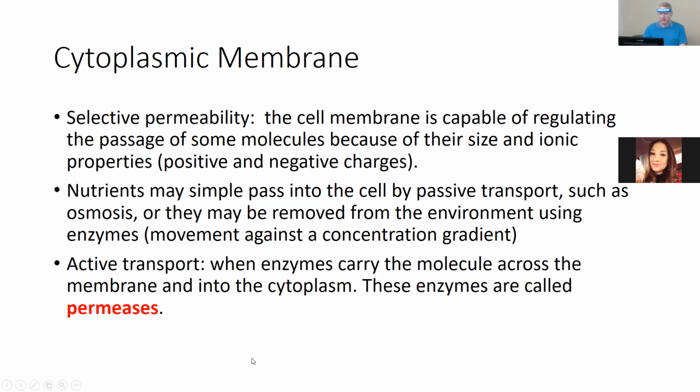So we just talked about how it's selectively permeable, so things based on their size and charge might not get in. Big things won't get in, but small things can. Positively charged things might not get in, okay, but a negative might get in. Nutrients pass in and out of the cell by passive transport. We have active transport where we have to use energy to get things in and out, to cross the membrane. We have to have some help from carrier enzymes called permeases to permeate.